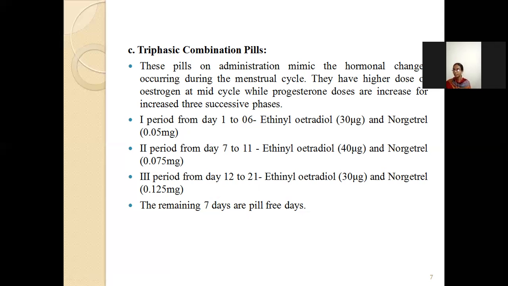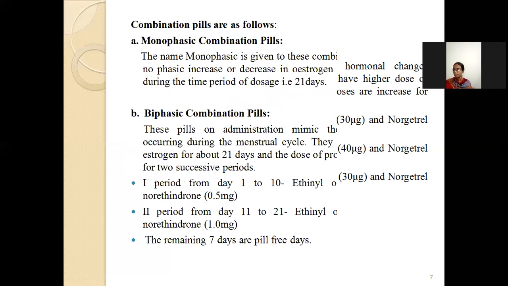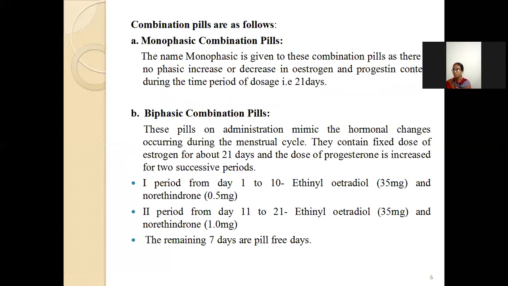So here, nothing but the monophasic combination pill, we are taking both estrogen and progesterone in the same quantity. Both levels may increase or decrease in the same quantity, and we are taking it for 21 days.